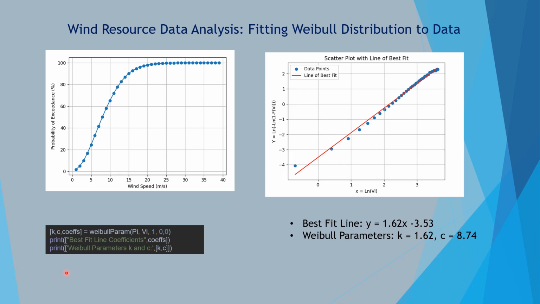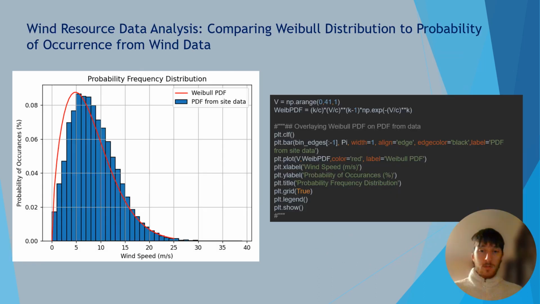This here is just executing that function with the wind speed data. So there looks to be a reasonably good fit of the data to a Weibull distribution here, and the parameters are shown on the screen as well. Using these parameters then, I just overlaid the Weibull probability frequency distribution on the probability frequency distribution from the data, and it showed a reasonably good fit, but it's slightly skewed to the left.